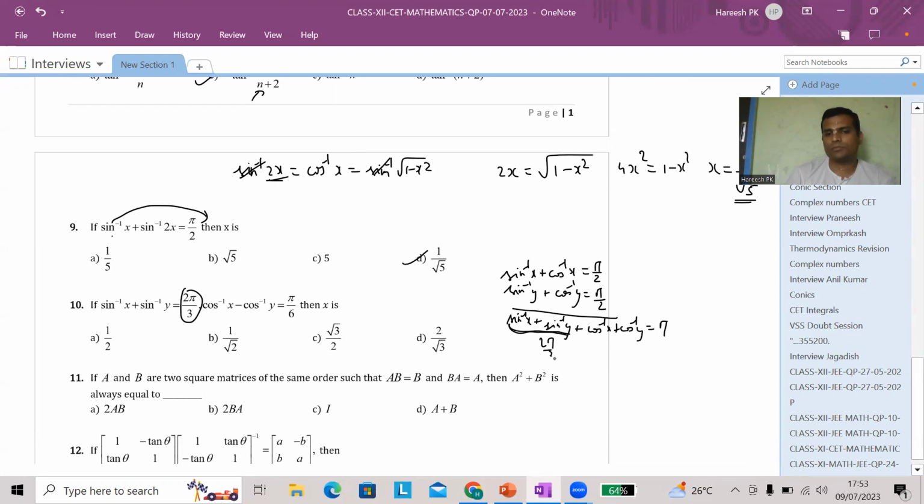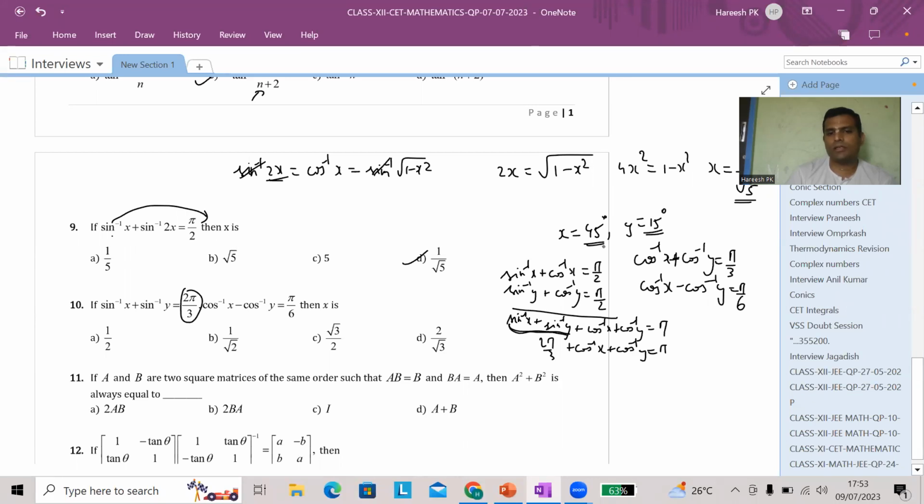Then cos inverse x plus cos inverse y becomes 60 degrees or pi by 3. So if the sum of two angles is 60, and the difference is 30, obviously the only solutions for this is x must be 45 degrees, y must be 15 degrees.